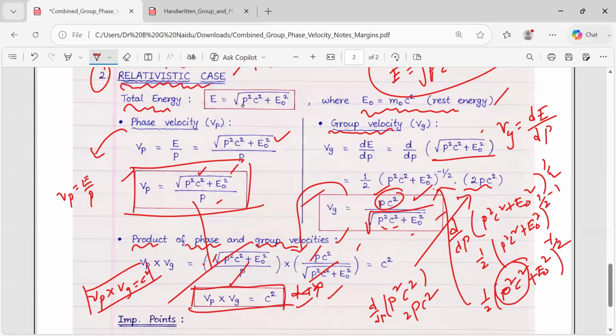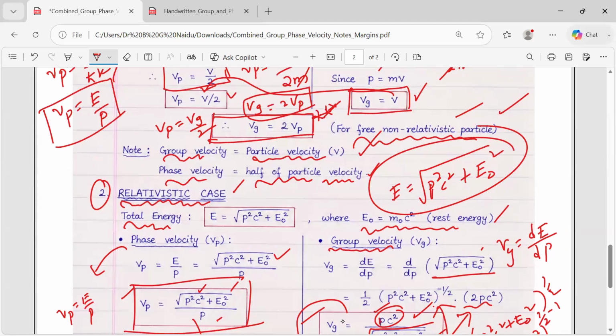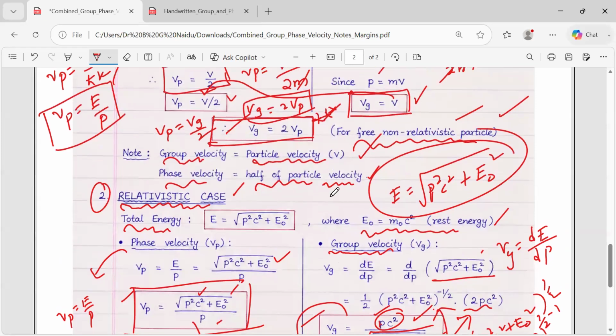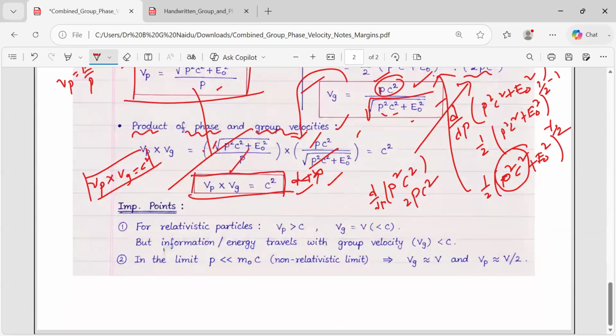In the non-relativistic case, group velocity is equal to 2 times the phase velocity, which is equal to vp. In the relativistic case, the product of phase velocity and group velocity equals c², the square of the speed of light.